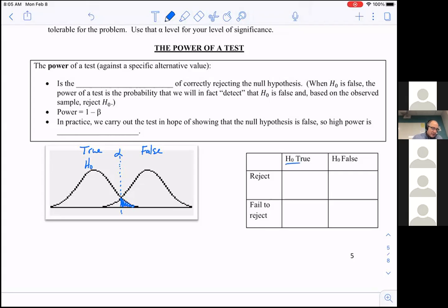If my null hypothesis is true, but I reject it, that is going to be an error. Okay, that error is, again, what I just highlighted. This is the type 1 error. And again, it has that letter of alpha. However, if my null hypothesis is true and I fail to reject it, okay, that's going to be correct. So we've actually filled out this chart before, but I wanted to start here. Okay, so right there is my type 1 error.